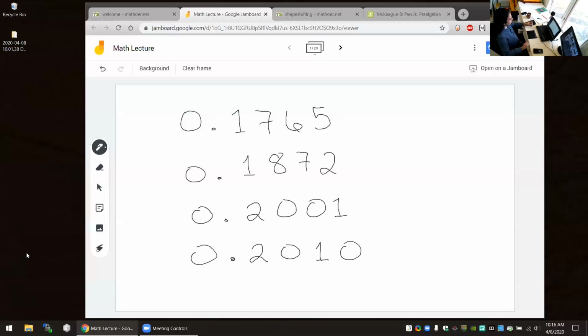Okay, so here's 4 decimals. My general rule is I'm going to start on the left side and work my way right to find the biggest one.